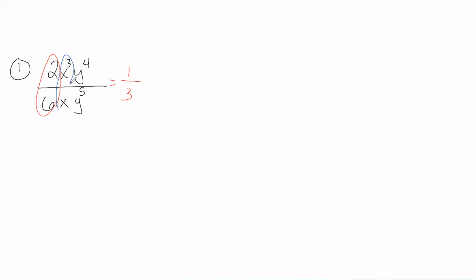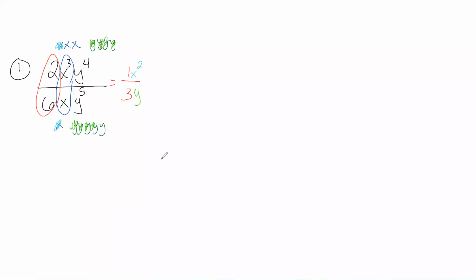Now looking at my x's, this means I have 3 x's on the top, and this means I have 1 x on the bottom. If I go and cancel them, I have 2 x's left on the top, so I have an x squared left on the top. Same thing here with my y's. I have 4 y's on the top. I have 5 y's on the bottom. If I go and cancel them out, you can see that I have 1 y left on the bottom.